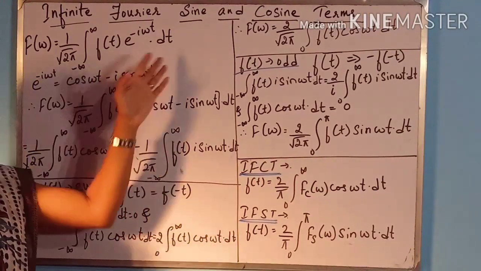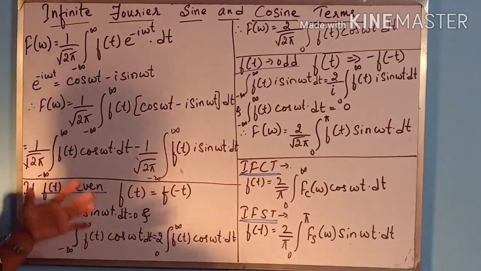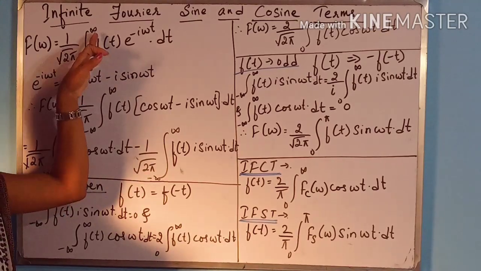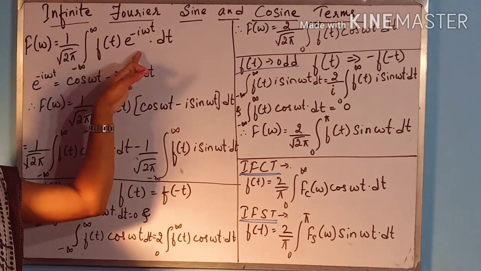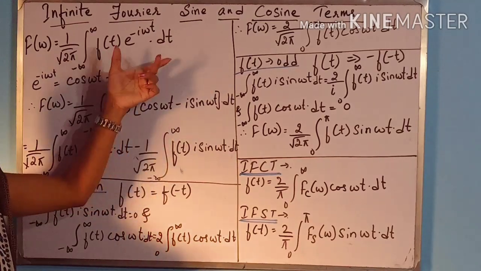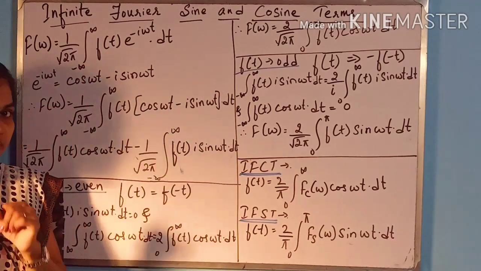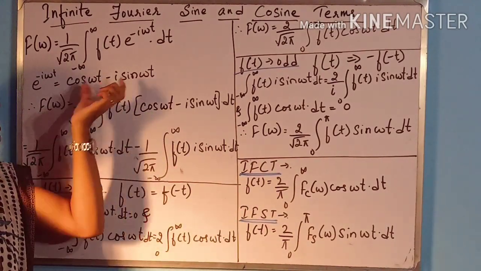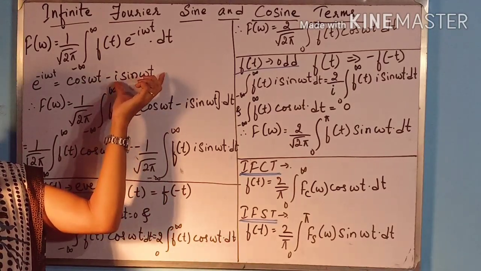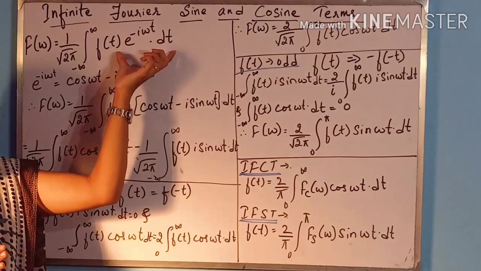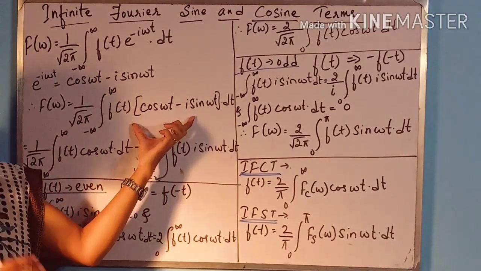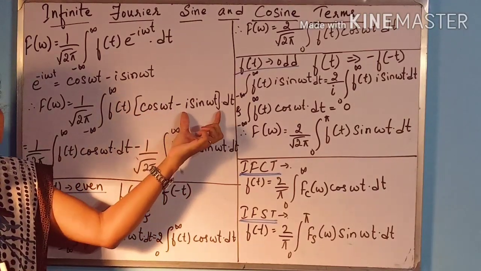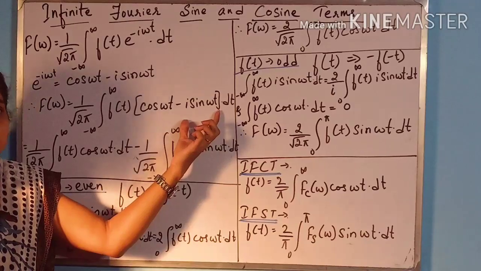Let's begin with the Fourier transform expression. What is the Fourier transform expression? F(ω) = 1/√(2π) ∫ from -∞ to ∞ of f(t) e^(-iωt) dt. From a mathematical background, we can write e^(-iωt) as cos ωt minus i sin ωt. If I substitute this in the expression, I get 1/√(2π) ∫ from -∞ to ∞ of f(t) (cos ωt - i sin ωt) dt.